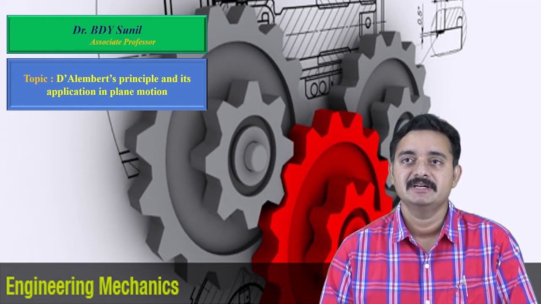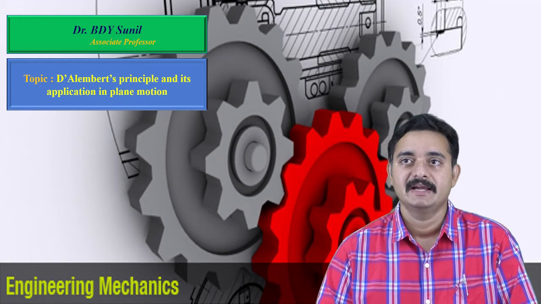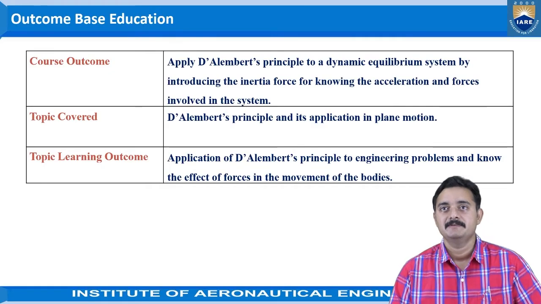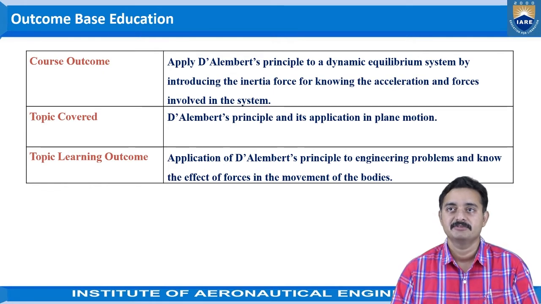In this session, we will be learning about D'Alembert's principle and its application in plane motion. The course outcome for the topic would be to apply D'Alembert's principle to a dynamic equilibrium system by introducing the inertia force for knowing the acceleration and forces involved in the system. The topic covered would be D'Alembert's principle and its application in plane motion. The topic learning outcome is application of D'Alembert's principle to engineering problems and knowing the effect of forces in the movement of the bodies.